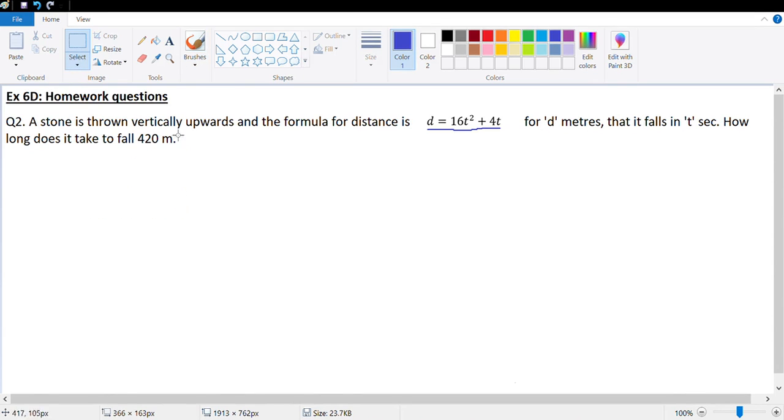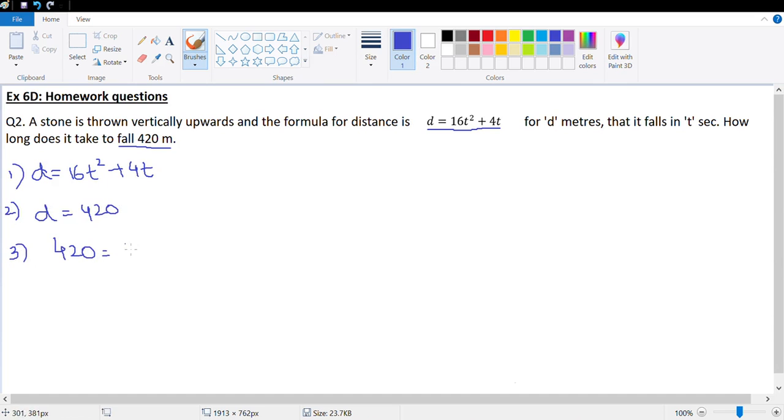Now it says d is equal to 16t square plus 4t. So that's what's given, for d meters that it falls in t seconds. How long does it take to fall 420 meters? So d is given equal to 420. So the equation that we get is 420 is equal to 16t square plus 4t.